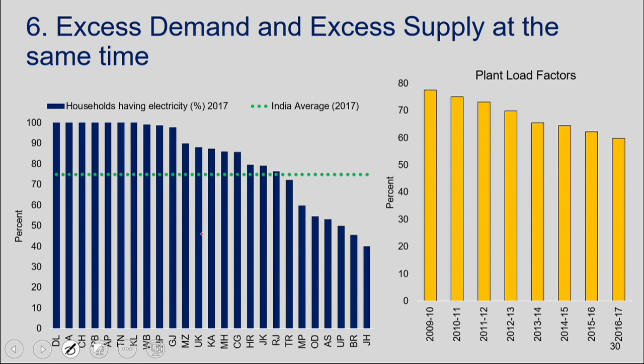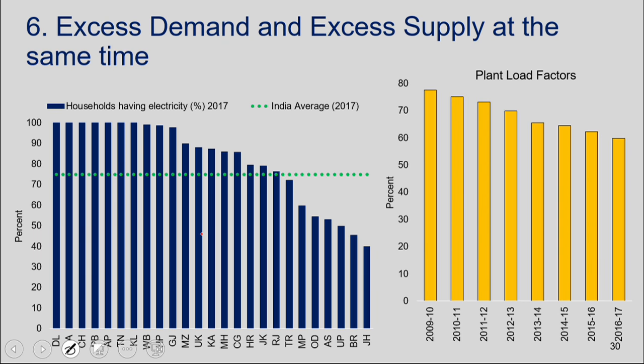This is the last challenge. This is, I think, in some ways, the irony in India today that we have both excess demand, because remember, access to power is still not as much as it should be. Although we've made great strides in doing 24/7 power, you still have a lot of states lacking. But we also have excess capacity, excess supply.